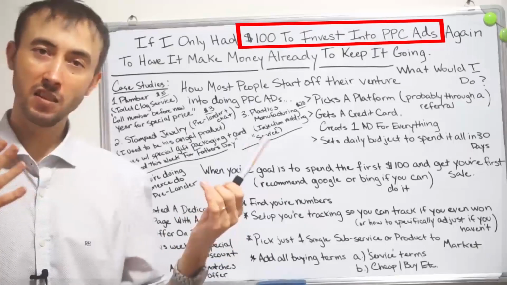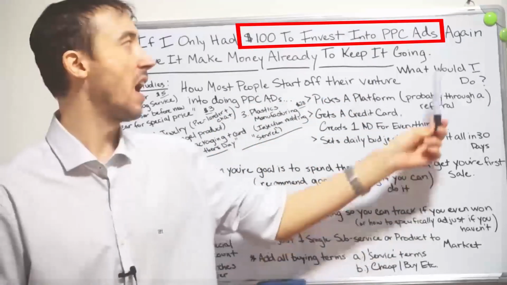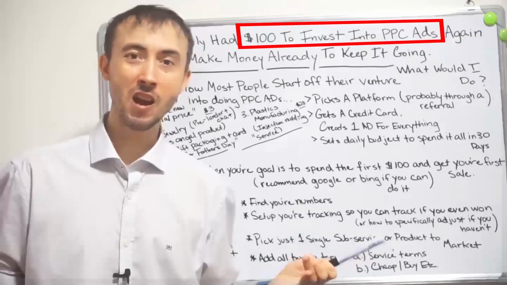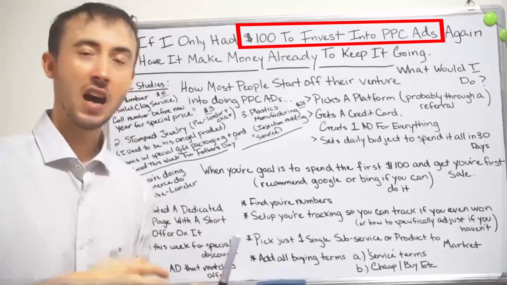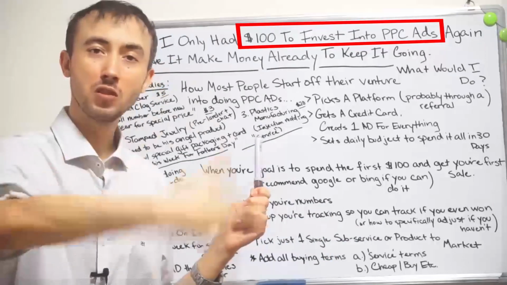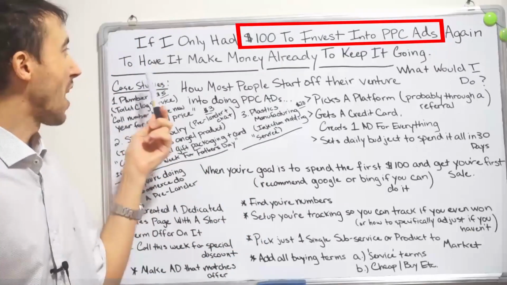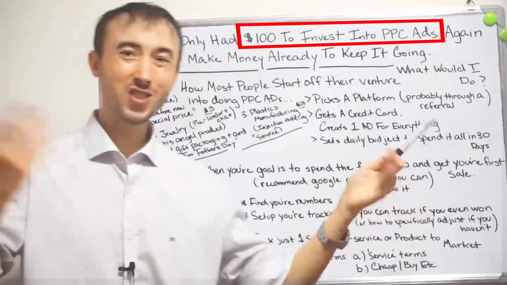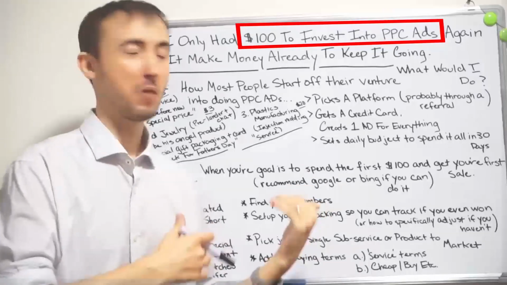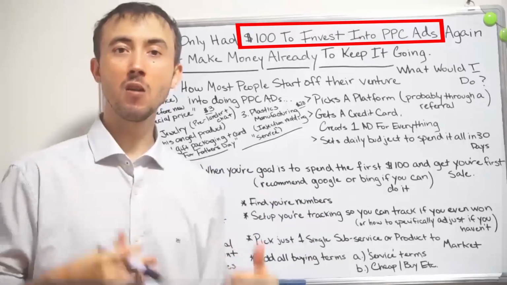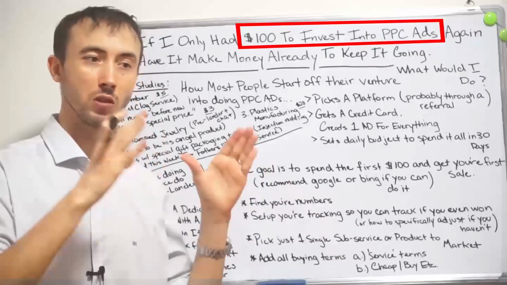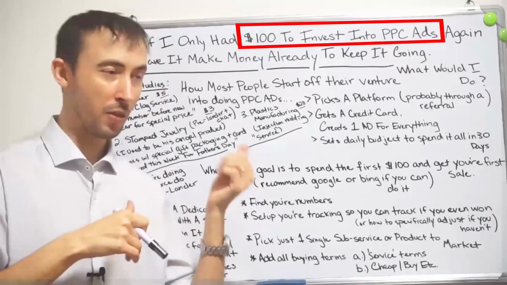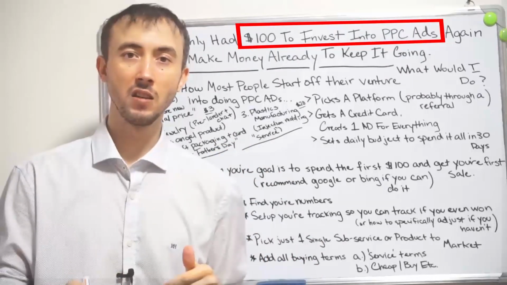So if I only had $100 to invest into PPC ads, meaning I had only $100 to spend, and I'm in a market where I'm just starting in business, and I needed to make money already to keep it going, what would I actually do? That question is specifically what's being answered here. At the end of the video, after I give you the actual methodology on how to do this, I'm going to give you examples of other companies where within the first $100, bam, they were already making money.